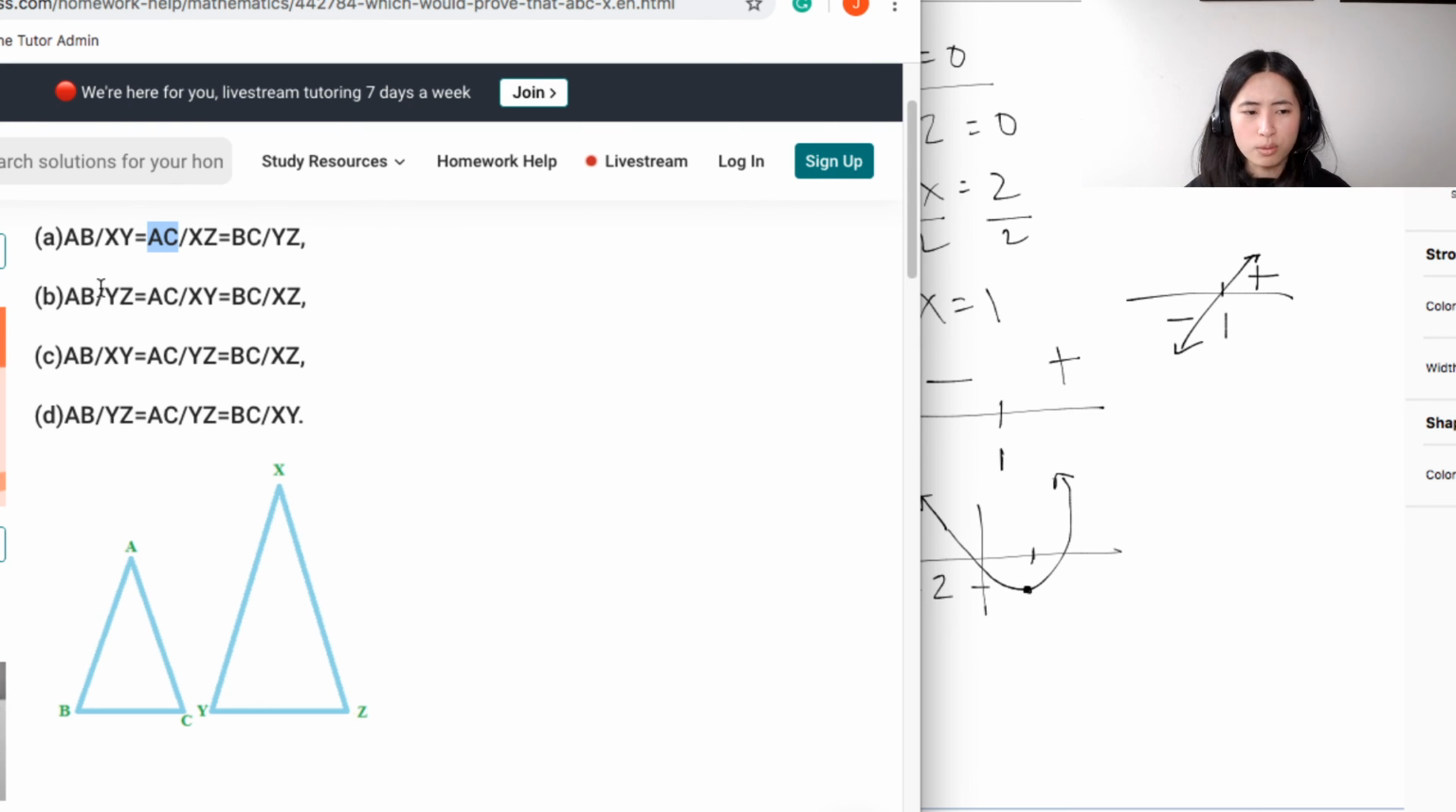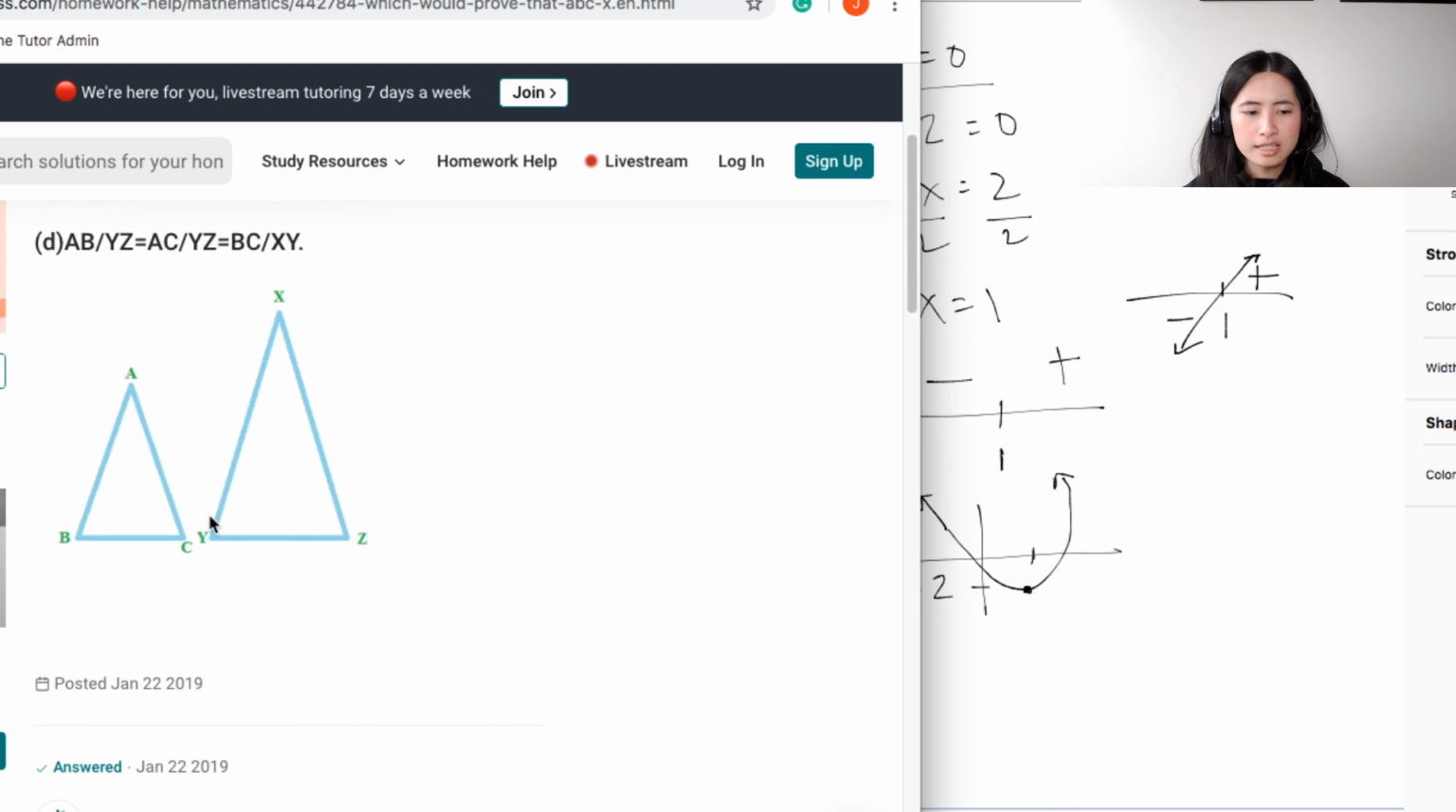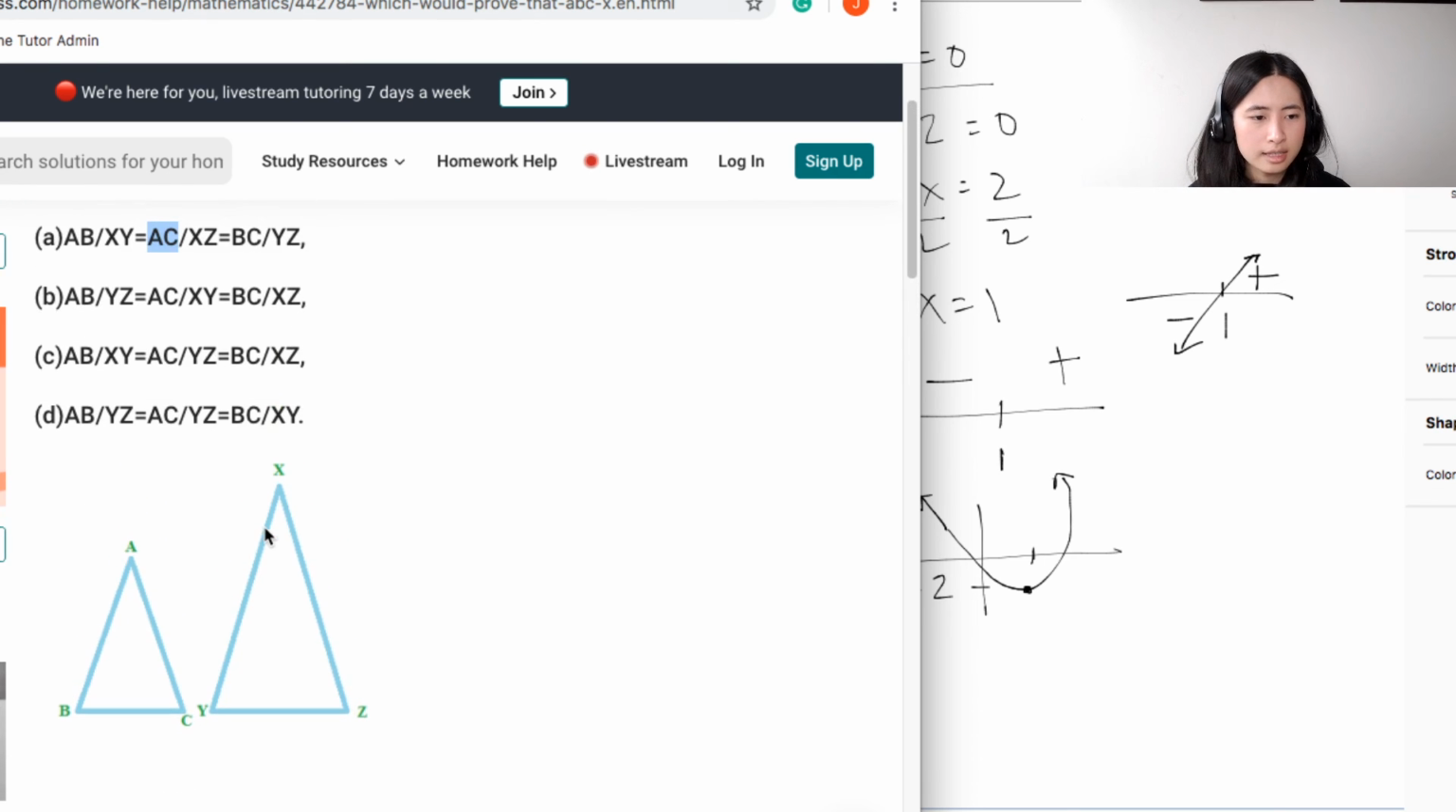And the reason why B is wrong is because if you're taking AB and you're saying that this is over YZ, right, they're not really coming from the same side. They're not corresponding to the same side. That's why B is incorrect, right? You can't use that. You need to have the corresponding side.